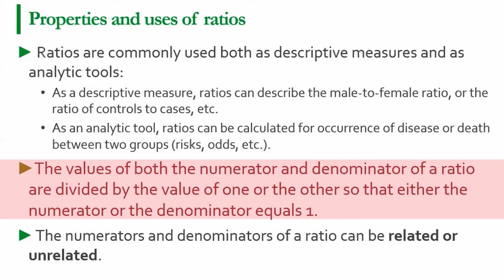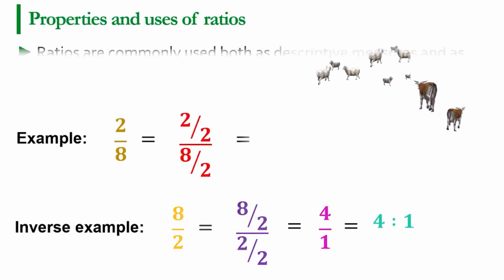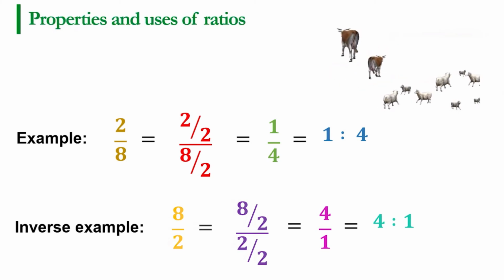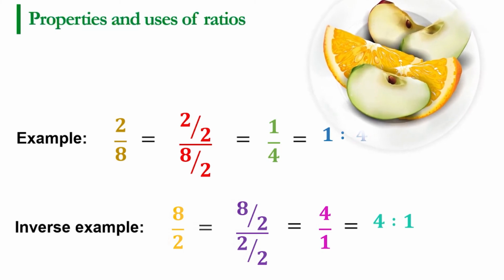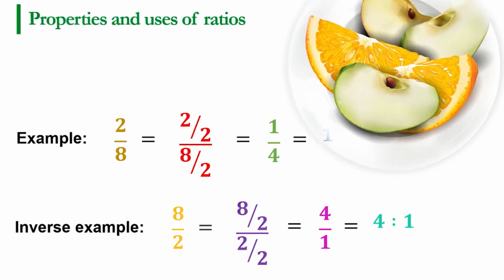And one of the most used techniques is that we divide both the numerator and denominator by one of those. So let's say we divide both of them by the numerator, or we divide them both by the denominator. And the numerator and denominator of ratios could be related or unrelated. Let's say we could have apples above apples, but we could have also apples above oranges. So that's an unrelated ratio, for example.